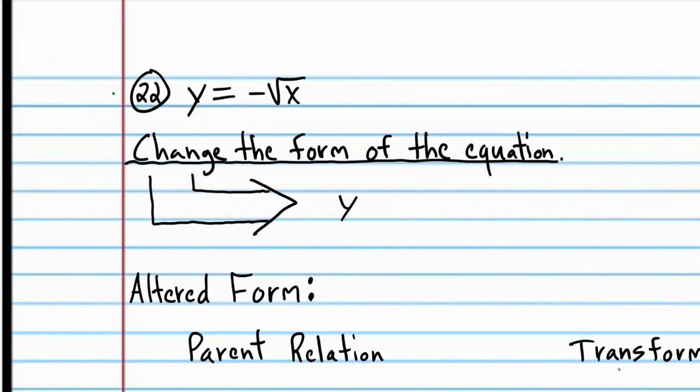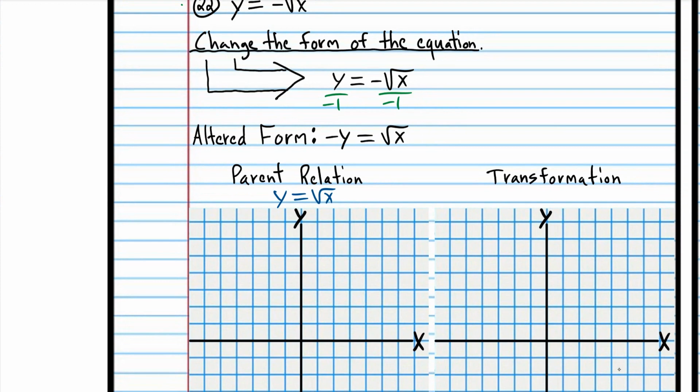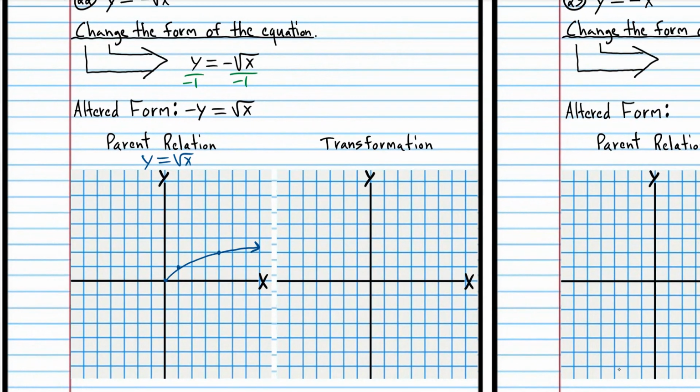Alright, we're back. So I'm going to rewrite that equation, but I'm going to divide both sides by negative 1. The negative 1's cancel out. We get negative y is equal to square root of x. Now we know exactly what to do using the transformation method. We'll start with our square root parent relation, and we're writing a negative on y, so that tells us to reflect across the x-axis, and we get the following graph.